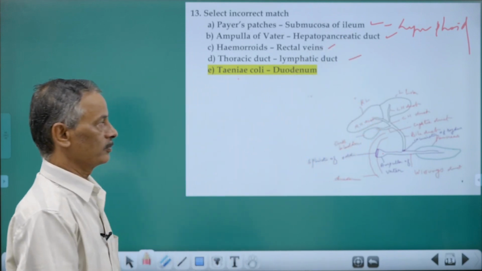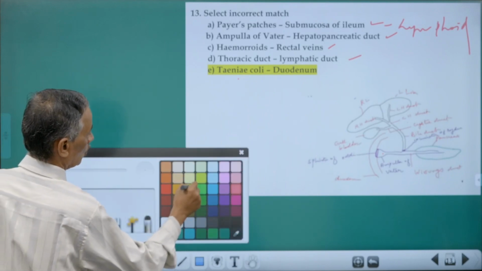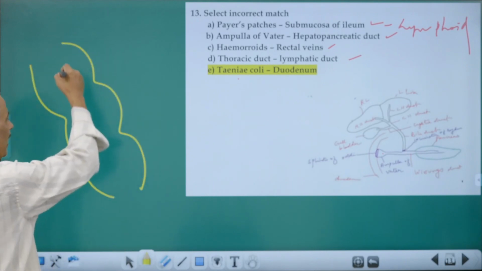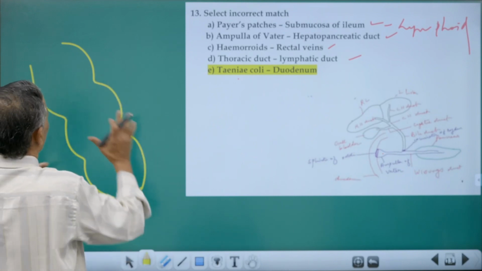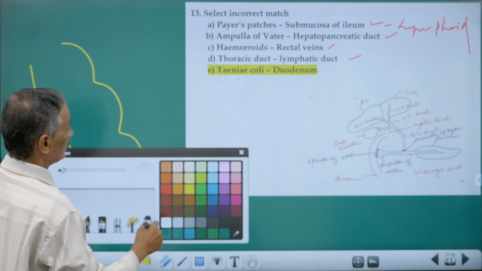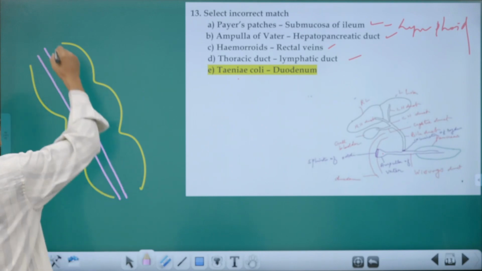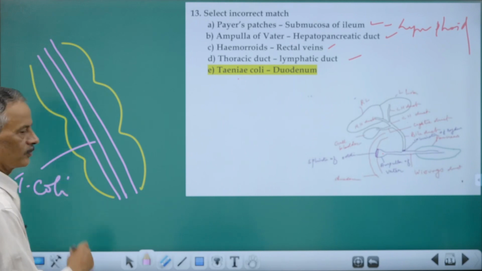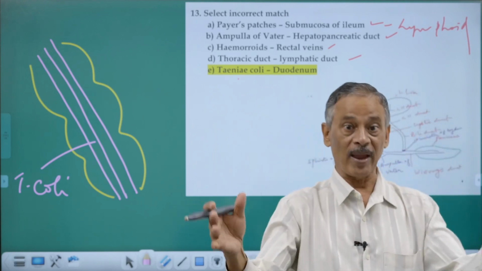Tinea coli. What are Tinea coli? In the colon, remember, the colon has sac-like structures called haustra, which help in the forward pushing of the undigestible materials. And on the surface, you have three elastic bands. These elastic bands are called Tinea coli. These elastic bands are helping in recoiling, that is coming back of the haustra.